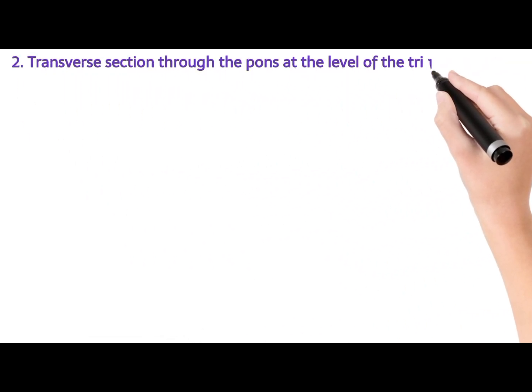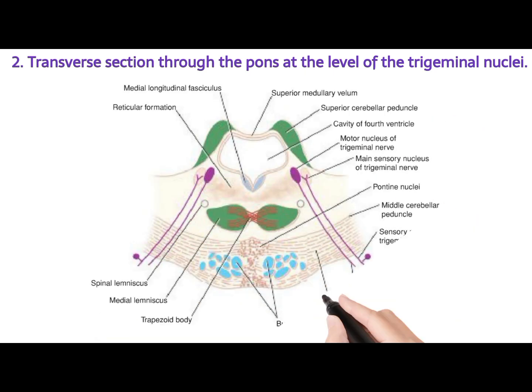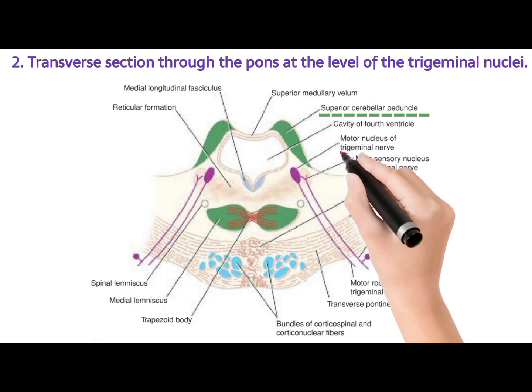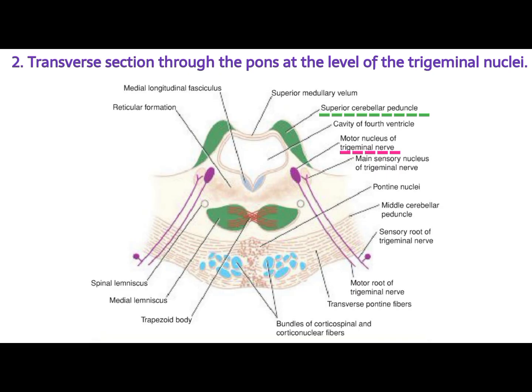Now the transverse section through the pons at the level of trigeminal nuclei. This is superior cerebellar peduncle. The gray matter at this level consists of motor and sensory nuclei of trigeminal nerve. This is motor nuclei of trigeminal nerve and this is sensory nucleus of trigeminal nerve. And the white matter at this level consists of trapezoid body, medial longitudinal fasciculus, transverse pontine fibers, medial lemniscus, and the spinal lemniscus. Now the medulla oblongata.